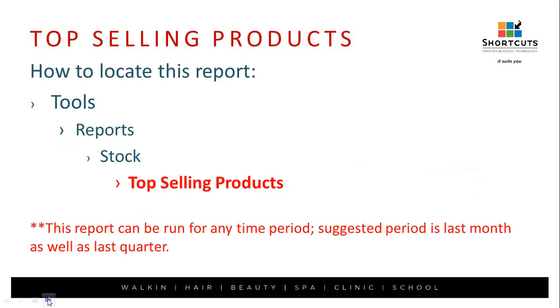Okay, so our top selling products. So now what we're going to look at is our products, and then we're going to hit on our services. So again, under Tools and Reports and under Stock, we've got a report called top selling products. So this report can be run again for any time period, although the suggested period is last month as well as last quarter.